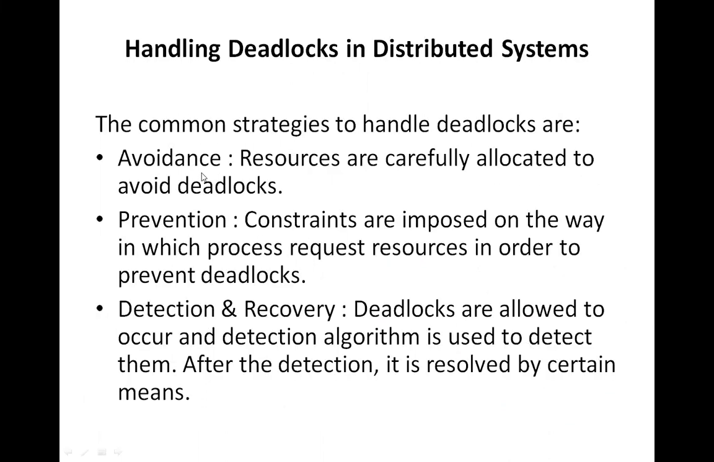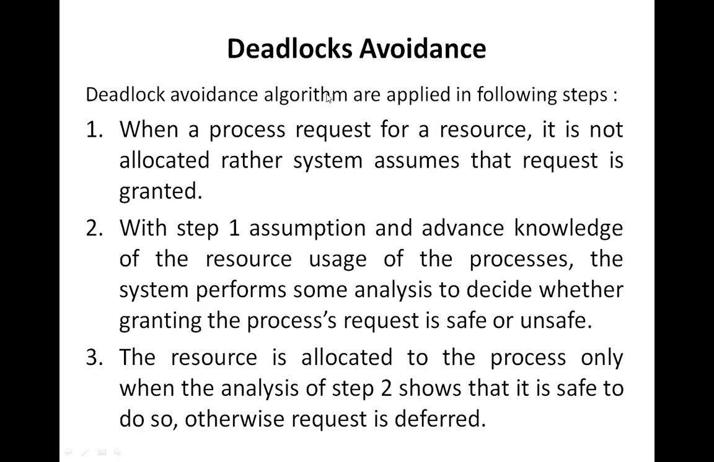Out of these three strategies, avoidance, prevention, and detection and recovery, we are going to discuss the first one, that is, deadlock avoidance. Deadlock avoidance methods use some advanced knowledge of the use of resources by a particular process, just to predict what will be the future state of the system, so that the deadlock does not occur.